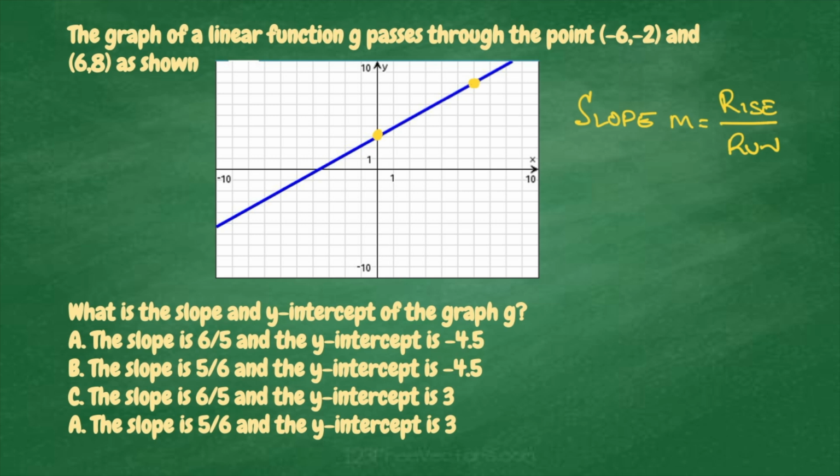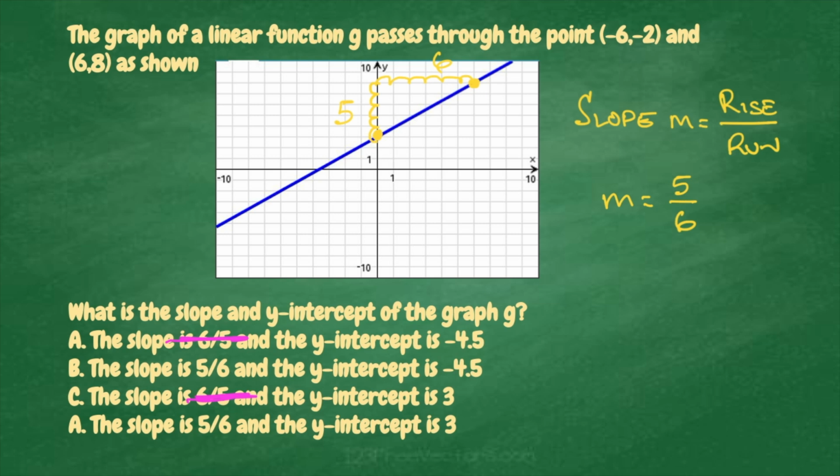And then I'm going to count my rise. 1, 2, 3, 4, 5 up. And then my run. 1, 2, 3, 4, 5, 6. That tells me that my slope in this case is going to be 5 over 6. And I can already tell that there's a couple of choices that will not work. My slope is 5 over 6, not 6 over 5. So those 2 are gone.